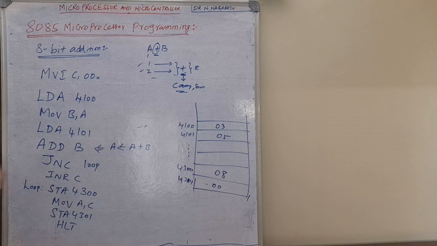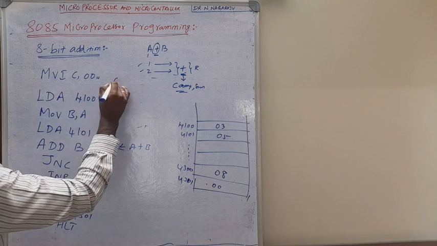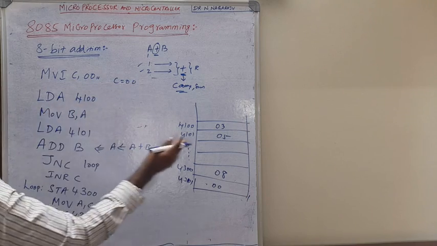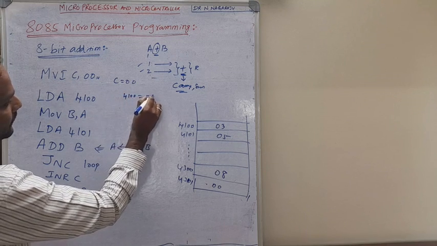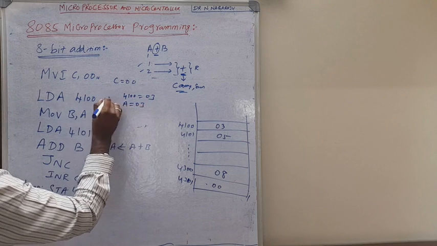Now let's move on to iteration. I will explain what happens inside. See here, at this point MVI C, 00 means C is equal to 00. Here LDA 4100 means, what is the 4100 content? The 4100 content is 03, so that is moved to the accumulator. A is equal to 03 at this point.